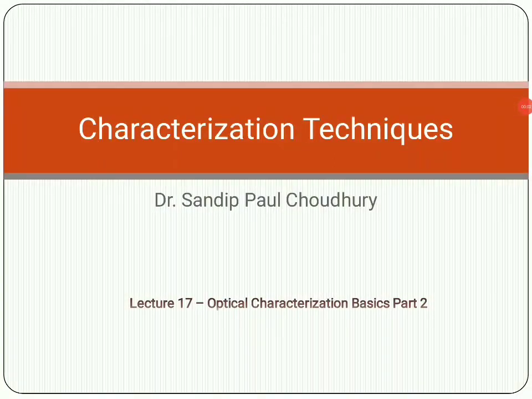So in this second part, we'll continue with the optical characterization basics. In the last class, we know that if we consider any kind of electromagnetic radiation, specifically the IR or the UV visible radiation interacting with matter, it can basically be absorbed, transmitted, or reflected. We are going to look more into this aspect in today's class.